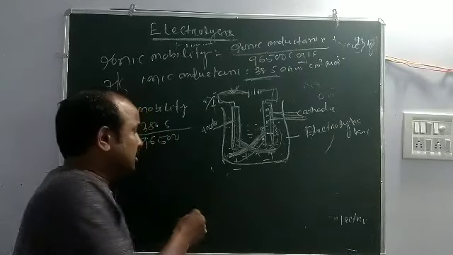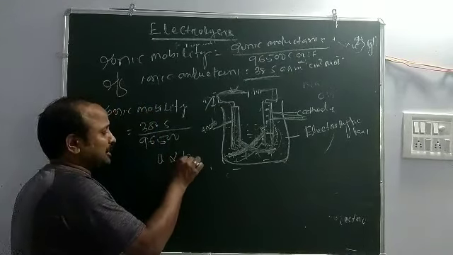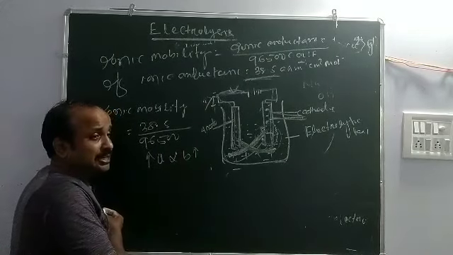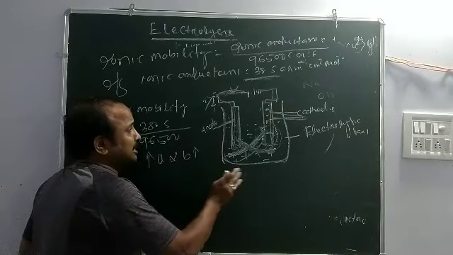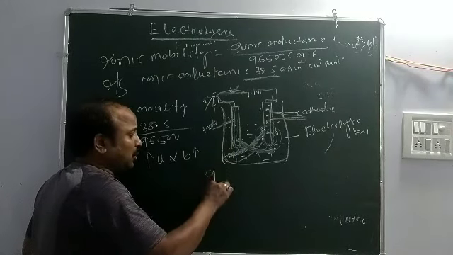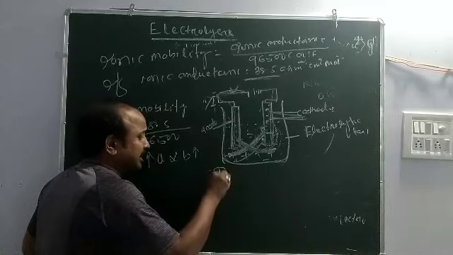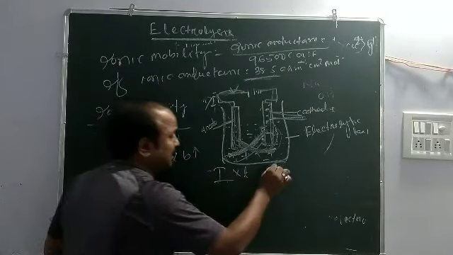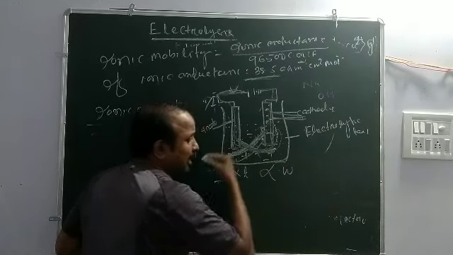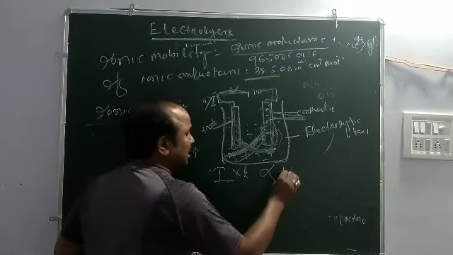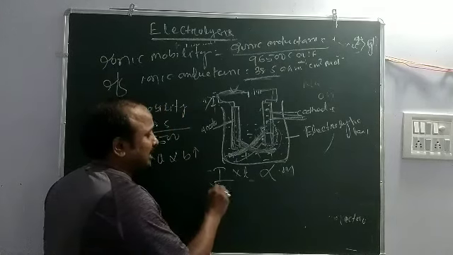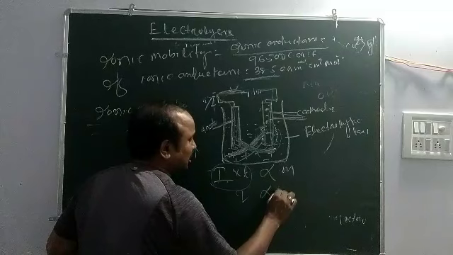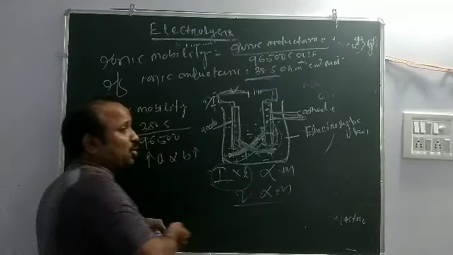Directly proportional means, suppose A is directly proportional to B, then when A increases, B also increases. Here, current and time mean I and t. The product of current and time, I into t, is directly proportional to the mass of substance. I into t means Q, so Q is directly proportional to M. This is the first law of Faraday.